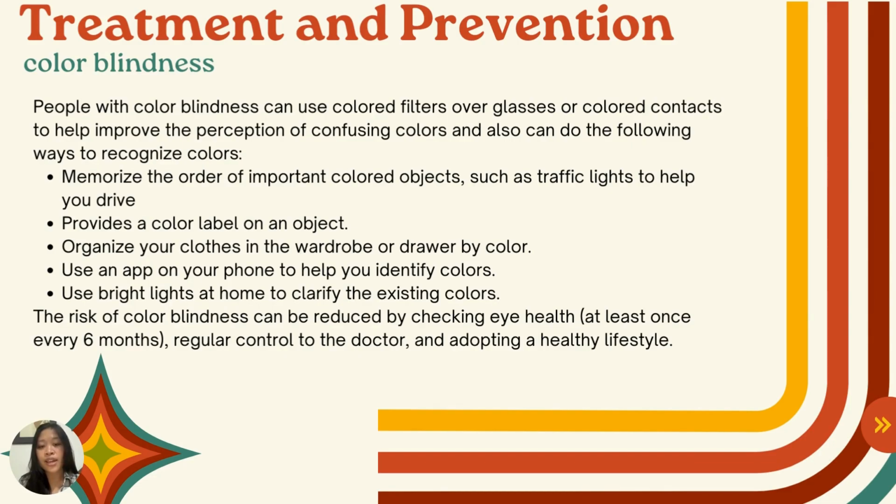There is no way to prevent congenital color blindness, but the risk of color blindness can be reduced by checking eye health at least once every 6 months, regular control to the doctors, and adopting a healthy lifestyle, one of which is consuming healthy foods.